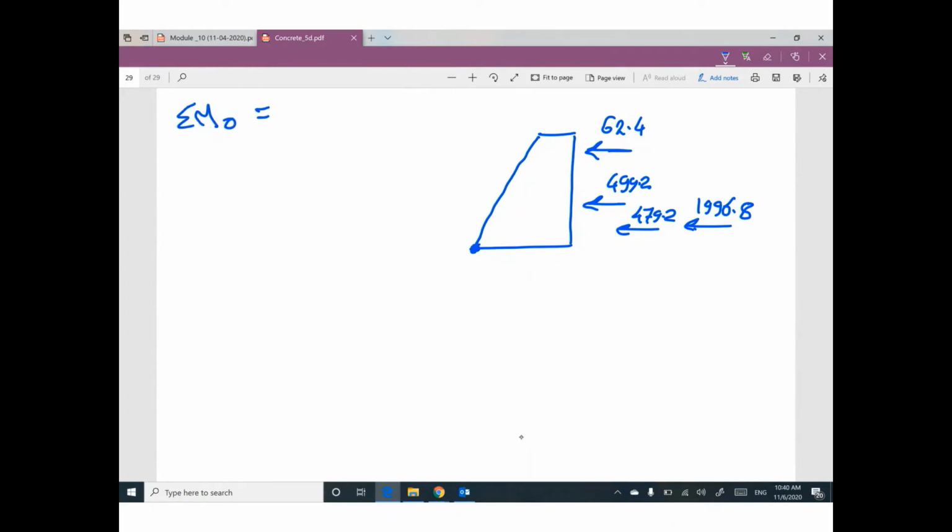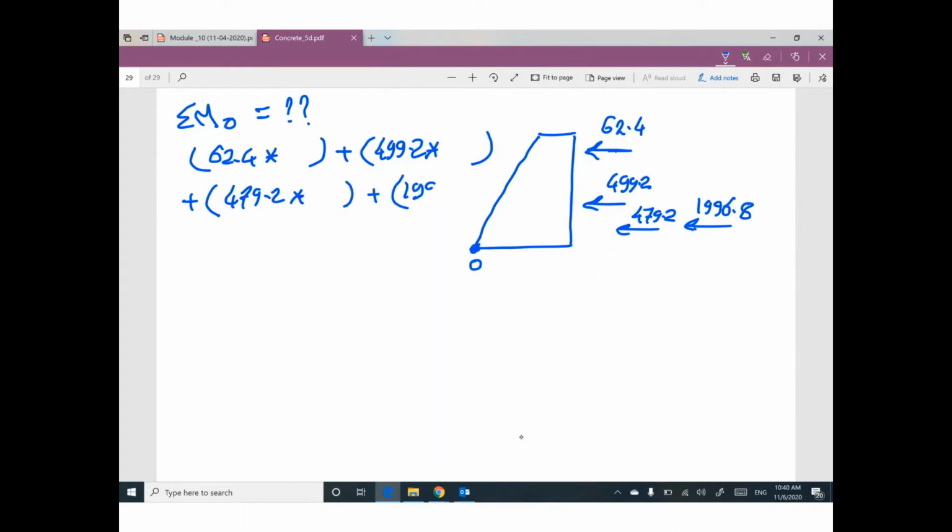So what is the value of the overturning moment? Take moment at point O. This force 62.4 times what distance, plus this force 499.2 times what distance, plus this force 479.2 times what distance, plus this force 1996.8 times what distance, to figure out the value of the overturning moment.